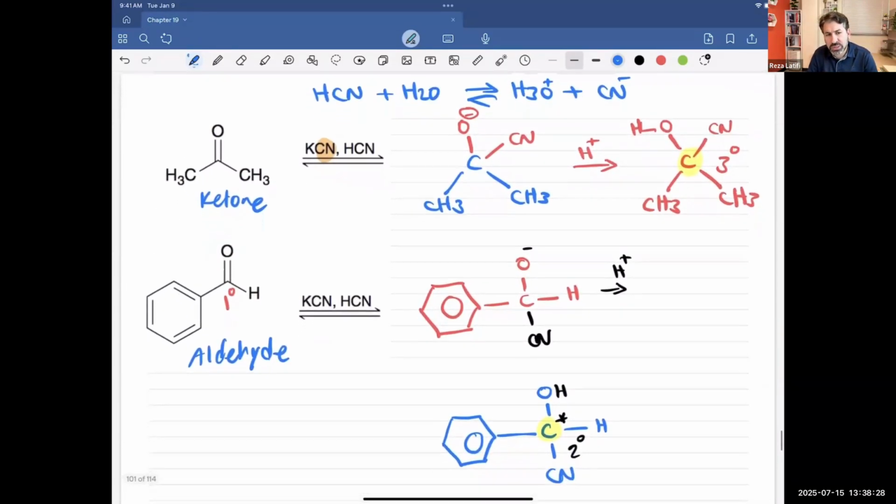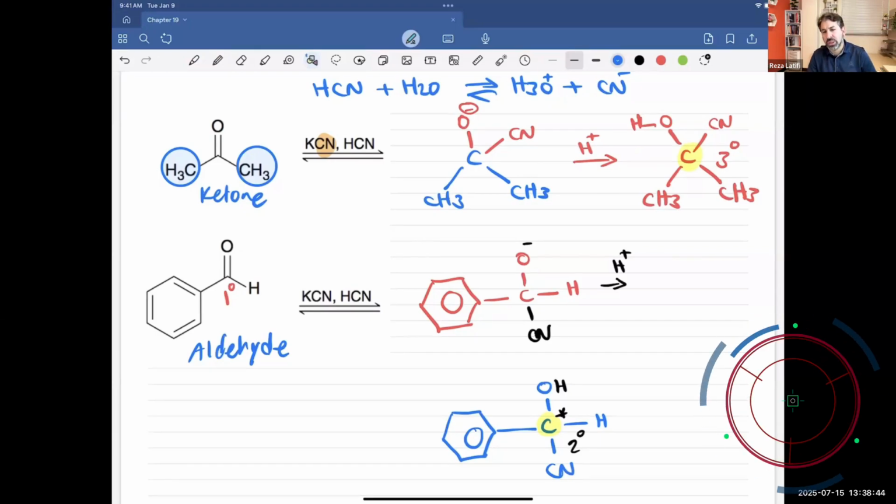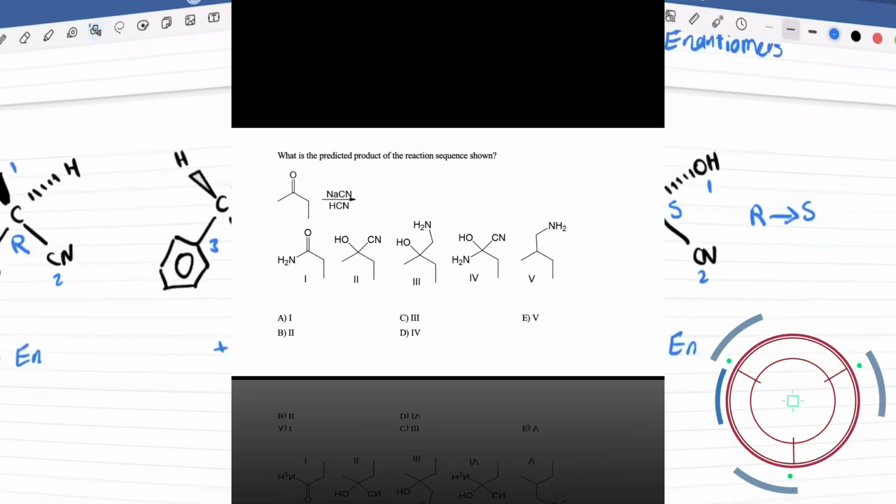Can we get a chiral center if the 2 substituents attached to the carbonyl group are not identical? If your ketone is asymmetrical, in that case, yes, whenever you add cyanide to it, you will get a chiral center. But if your ketone is symmetrical, no, because the 2 substituents will be identical.